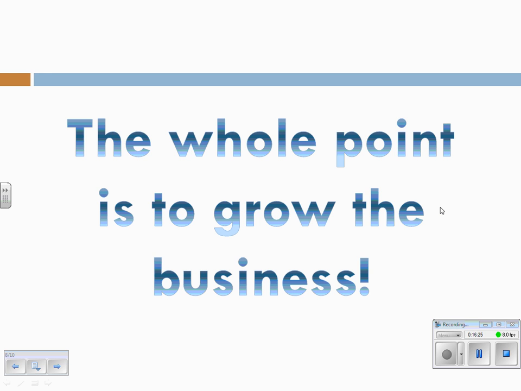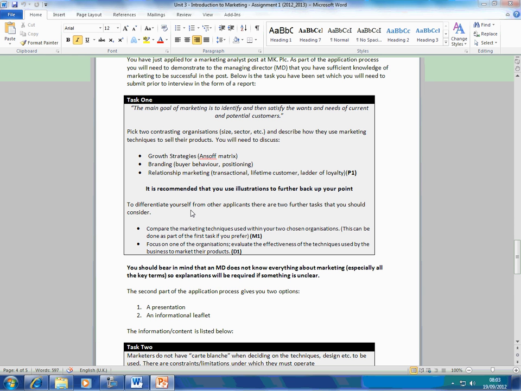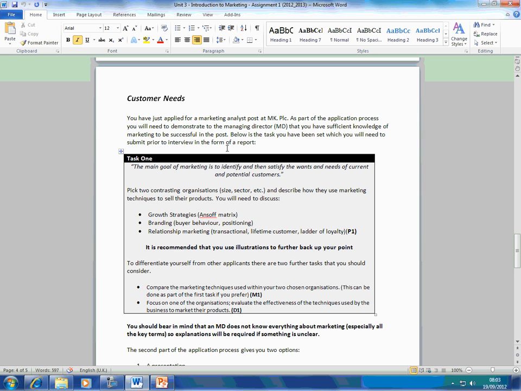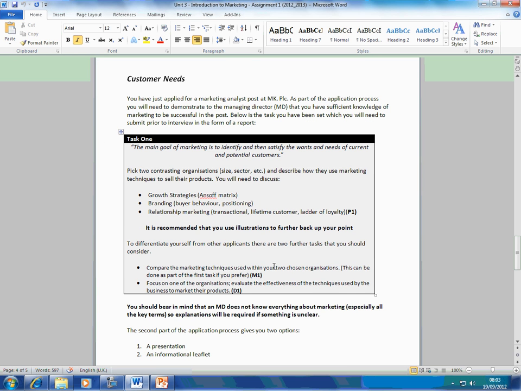So what I'd like to do now is just start to look at the assignment. Now this assignment itself here isn't going to be available yet, but you can quite easily pause this presentation and see what you have in front of you. What you're going to need to do is demonstrate to a managing director of a business. So you've applied for a marketing analyst post, and as part of the interview or application process, you need to demonstrate that you have sufficient knowledge of marketing to justify the job.